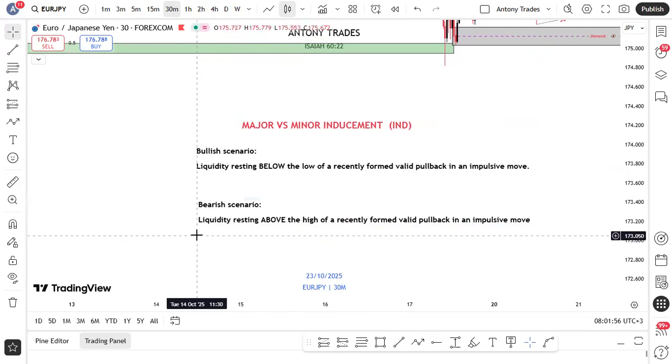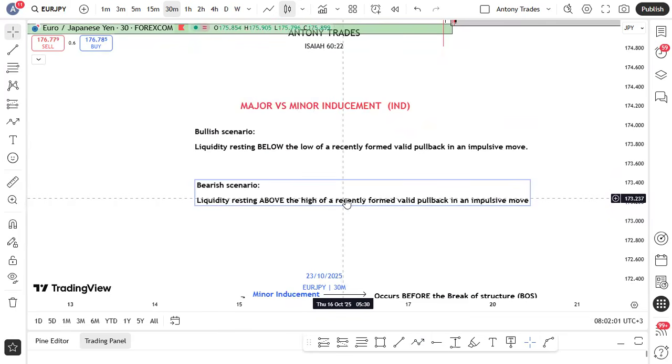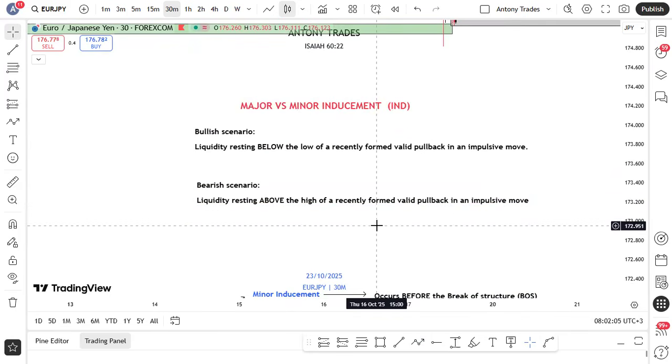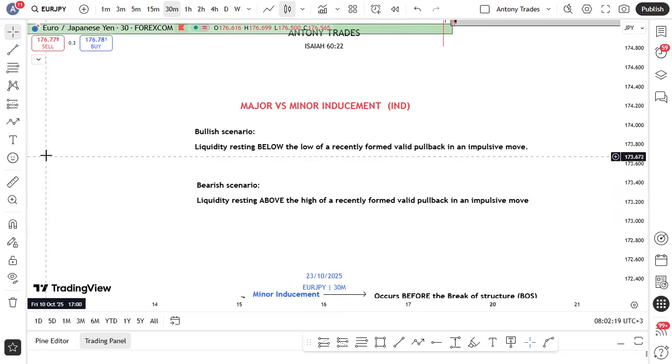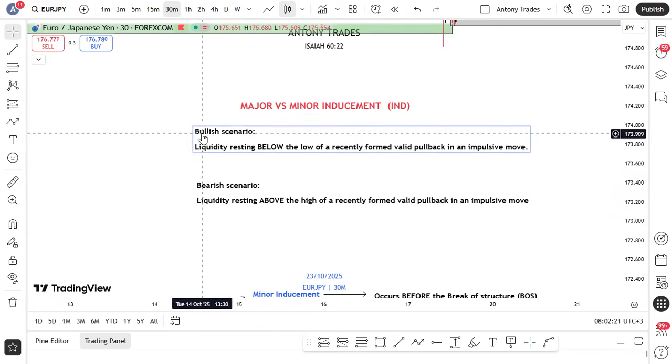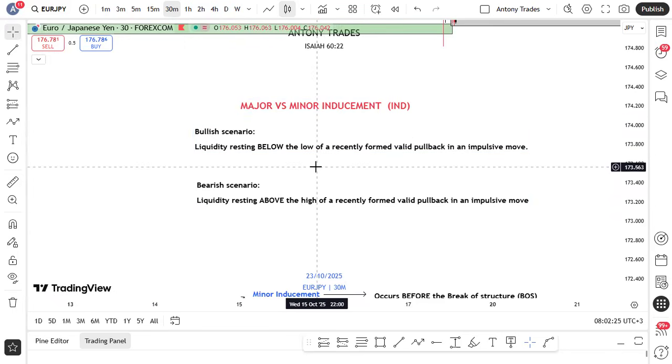Then in a bearish scenario, we'll have a liquidity resting above the high of a recently formed valid pullback in an impulsive move. If you don't know how to identify a valid pullback, make sure you find the video on my channel where I explain how to identify a valid pullback. It is just the opposite of what I've illustrated on the bullish scenario. Those are what we call the inducement.